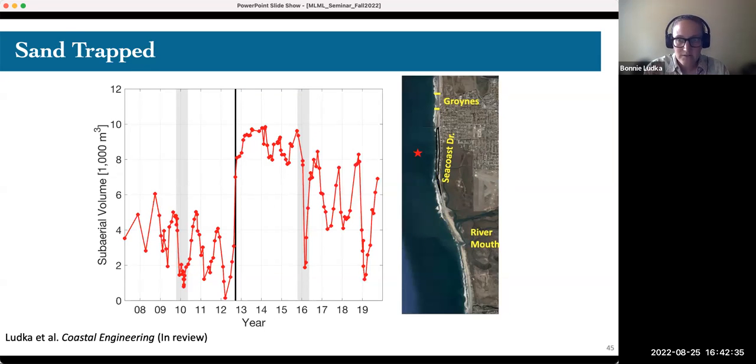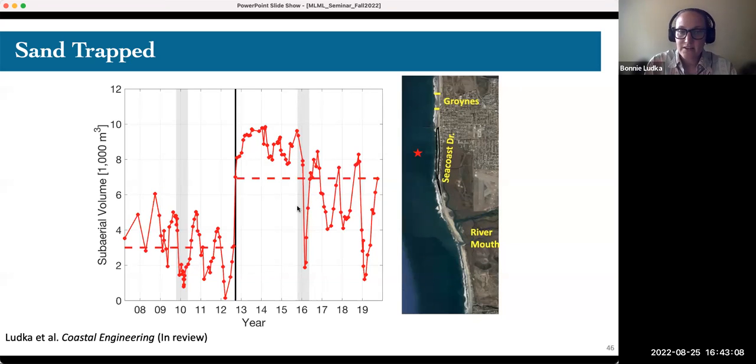And we found, actually, before I tell you what we found, let me tell you how we approached figuring out how the sand moved in the alongshore. We broke the coast up into much smaller alongshore chunks, so 100-meter alongshore chunks. And so first, let's look at a 100-meter alongshore chunk of sand volume in front of Seacoast Drive. And this is the time series of subaerial volume in front of Seacoast Drive.